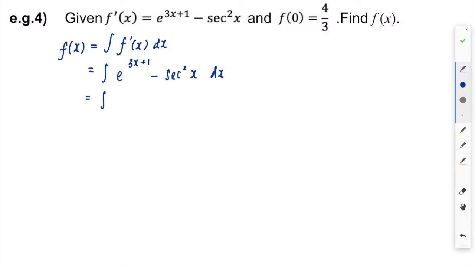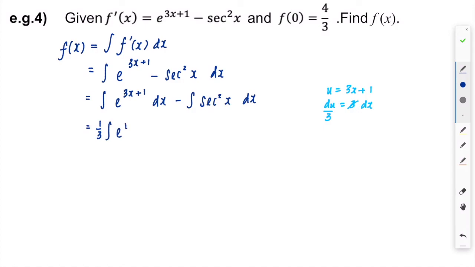Okay, I will separate the two integrations because they speak of two different rules. So first, let's look at the integral of e to the power of 3x plus 1. I can let u be 3x plus 1. du is 3 dx, which really means that if I want to replace dx in my original expression, I have to replace it with du over 3. I can rewrite it then as 1/3 integral of e to the power of u du.